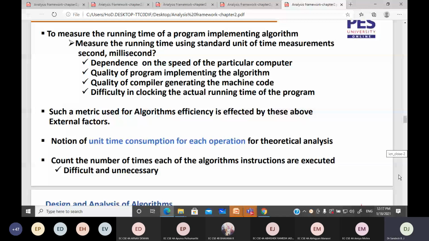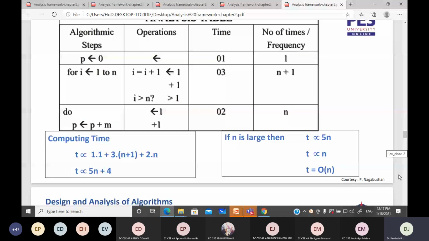So for an example of multiplying two numbers using repeated addition, we saw that the time is proportional to the linear equation 5n plus 4. And later for large values of n, the 4 became insignificant. That is, in a given equation, the lower order terms become insignificant, and we are only concentrating on the higher order terms. And that's what we have seen in the previous class.